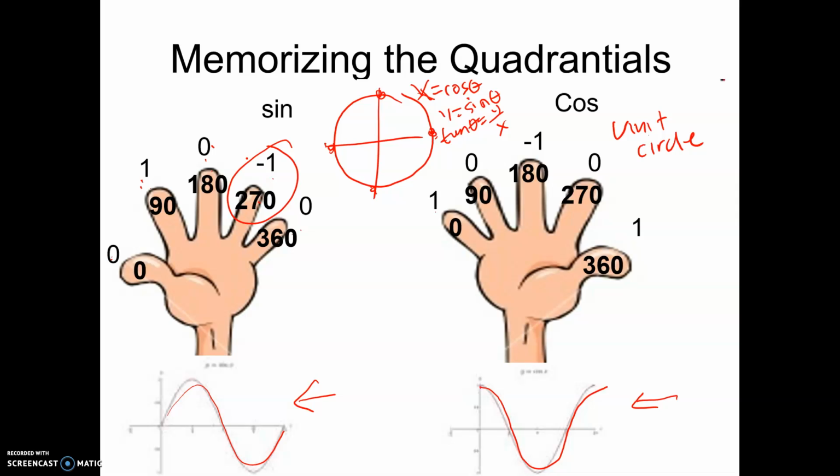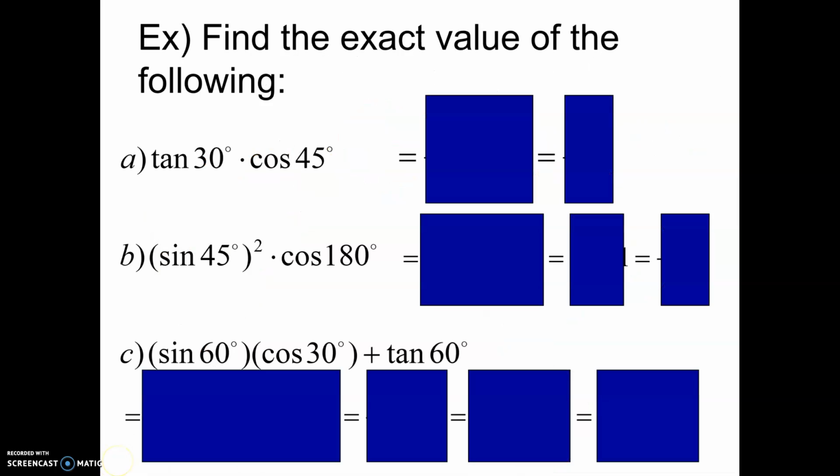Okay, same thing for cosine. It goes 1, 0, -1, 0, 1. So cosine starts at 1, ends at 1, alternates with the zeros and the positive and the negative ones. So if I want the cosine of 90, I go 1, 0, and I know the cosine of 90 is 0. Okay, if I want the cosine of 360, that's going to be my last finger, and I go 1, 0, -1, 0, 1. So I know cosine of 360 is 1. All right, I got to do these in like a minute.